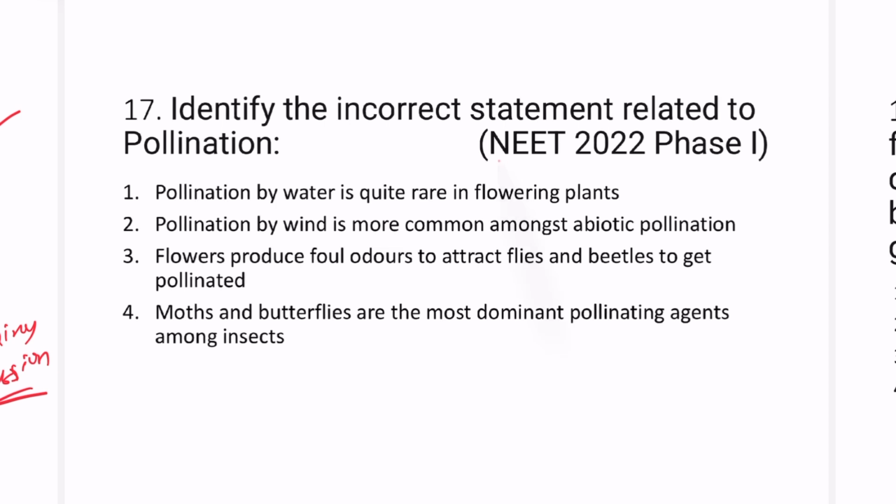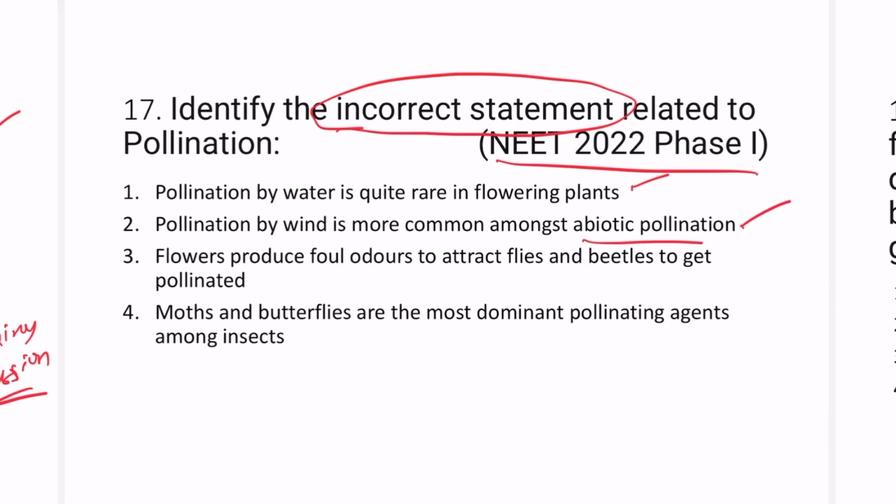The next question from NEET 2022 phase 1, and the question says identify the incorrect statement. We need to find the incorrect statement related to pollination. Pollination by water is quite rare in flowering plants. Yes, this is a correct statement. Pollination by wind is more common amongst the abiotic pollination. Yes, this is also right. Flowers produce foul odors to attract flies and beetles to get pollinated. The flowers which are pollinated by flies and beetles produce foul odors. This is also the right statement.